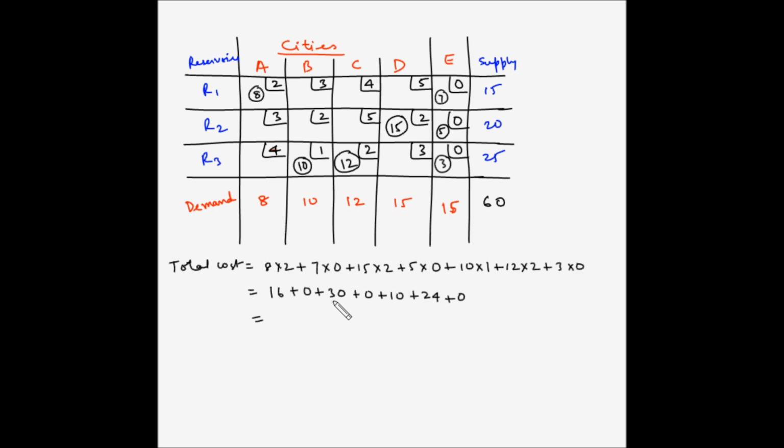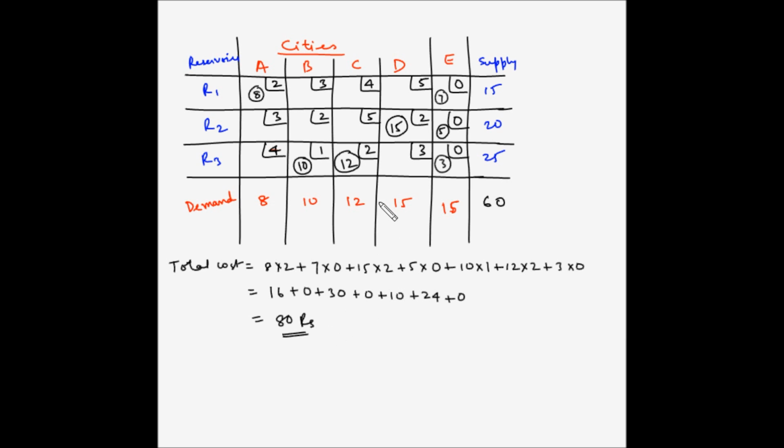So 16 plus 30 is 46. 46 plus 10 is 56. 56 plus 4 is 60 plus 20 is 80. So 80 rupees is the new transportation cost which we have obtained after the second iteration. Now the cost that we had obtained after the previous iteration was 86 rupees. So we have further improved the transportation cost by 6 rupees.